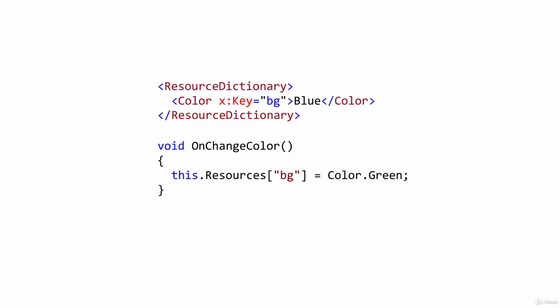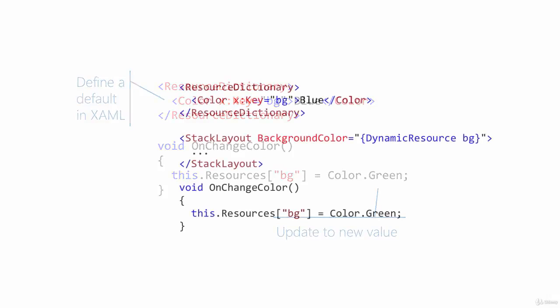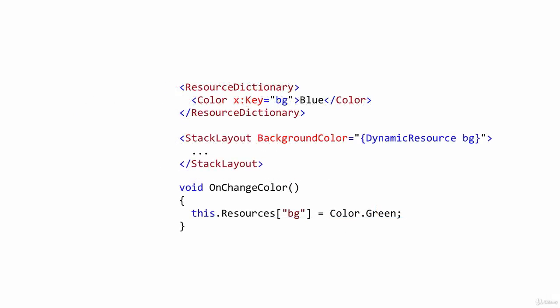The resource dictionary is available through a resource property of your content page. Your code behind can add, remove, update values as required. These are just standard dictionary operations. So the next question then is, how do we reflect changes in the resource dictionary? And the answer to that is to use the Dynamic Resource Markup extension.